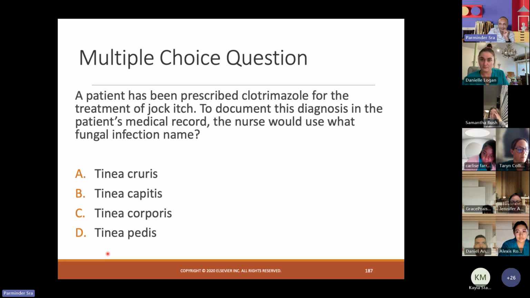Okay, guys, so the correct choice is A, tinea cruris. Yes, it's based on the location. Tinea pedis on the foot, tinea cruris in the groin, tinea corporis on the body, tinea capitis on the scalp. I usually think of cap, like you wear a cap on your head for the scalp, and corporis, like your body is a corpse. Yep, good, good.